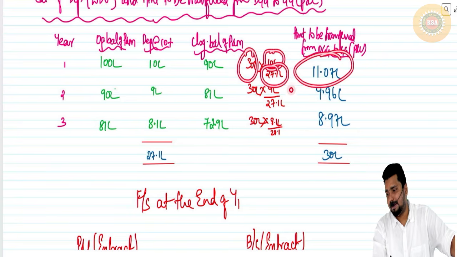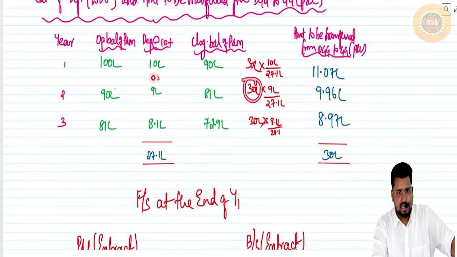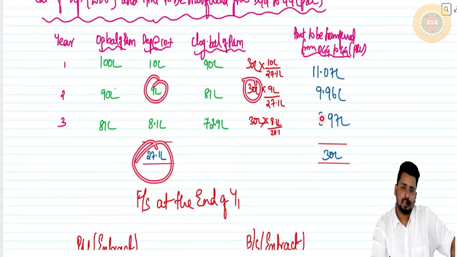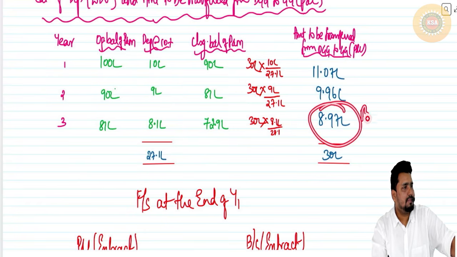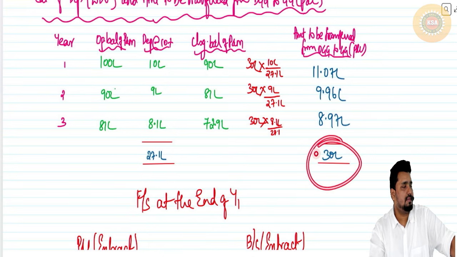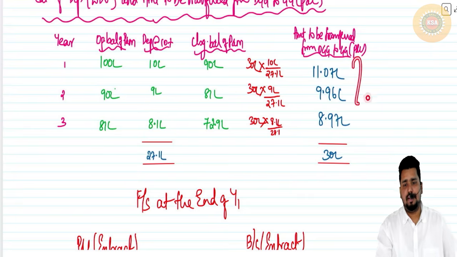Therefore, 30 lakh into 10 lakh divided by total. How much are you getting? 11.07. Similarly, 30 into 9 divided by total. And lastly, you can find it, but make sure that is the balancing year, because a small difference will be there, so that it is equivalent to 30 lakhs. That alone you adjust. I told you, remember that. So this we have to do.